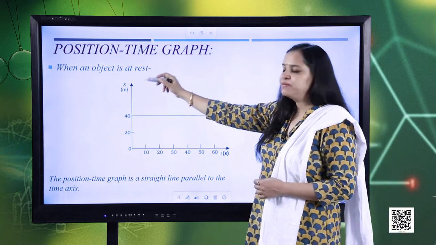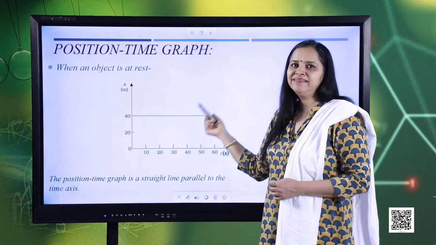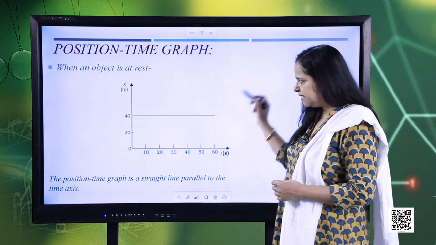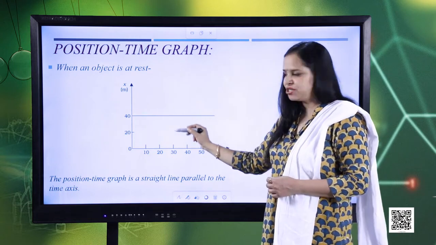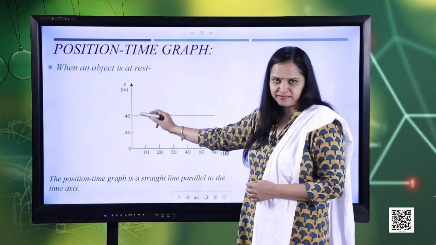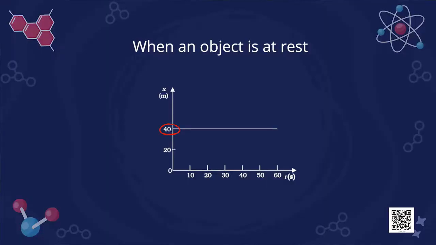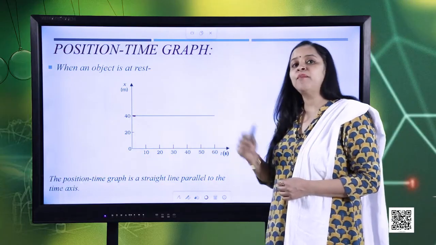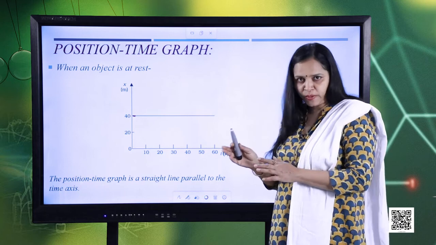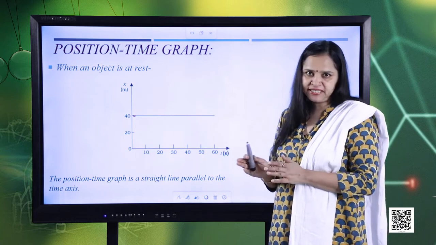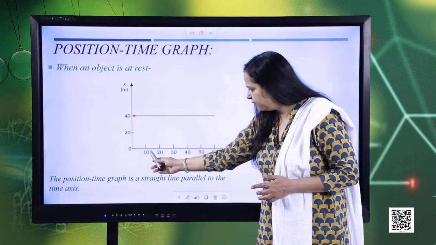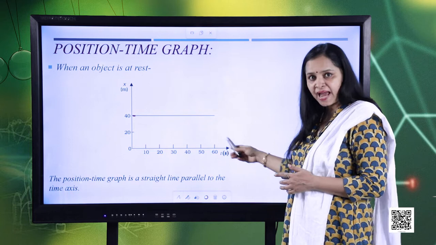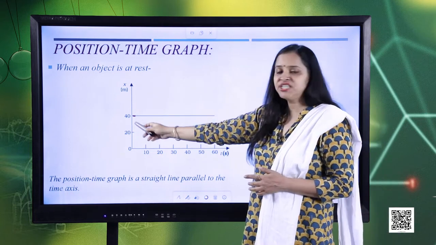Now when the object is at rest, what is the pattern of the position time graph? Suppose we consider that initially the object is at a position of 40 meters from the origin. So here we mark 40 meters. Now with the span of time, since the body is at rest, it's not moving, so its position will not change, it remains the same. So here you see the time is increasing, it's 0 seconds, then 10, 20, 30, 40 and so on, but still the position remains the same.